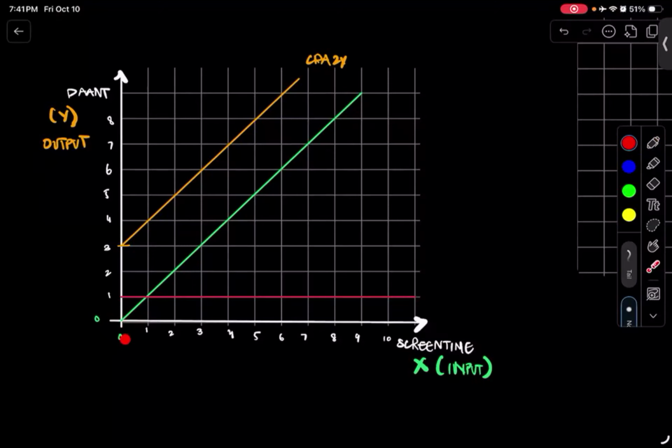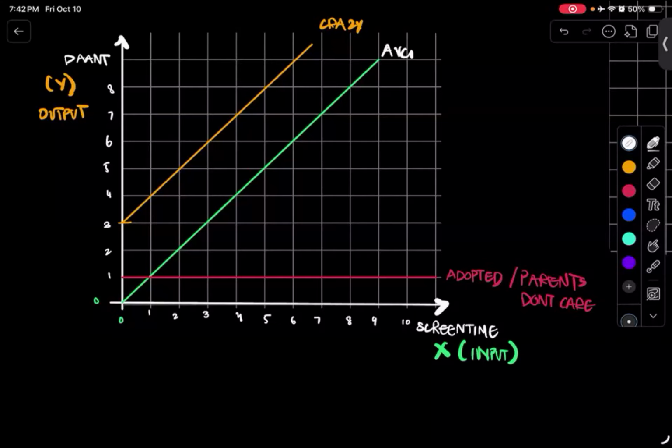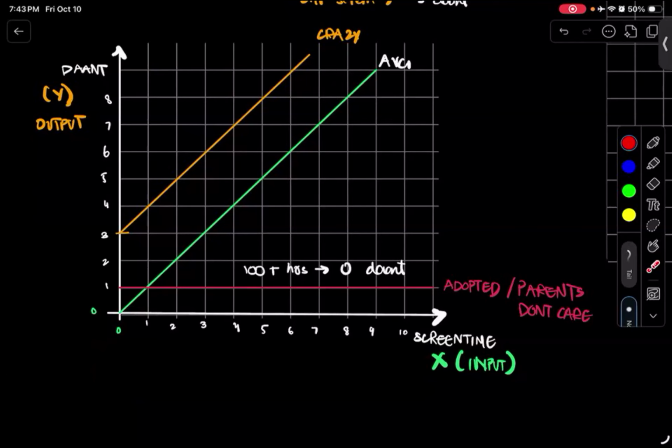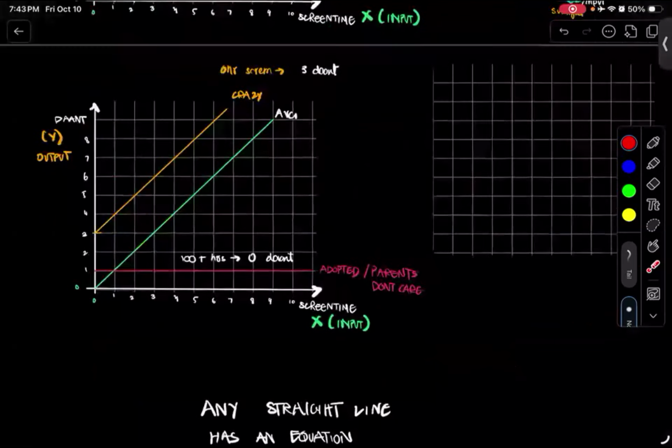So you can classify all kinds of relationships by simply a graph, right? You see that for this kid, you have 100 plus hours, and you still get 0 dant, right? Now all of these ways where we plotted some kind of relationship between the x and y are just trying to tell a story. The point of a graph is to tell me a story of the relationship between y and x. This is the cause and this is the effect, right? Now, this was just an example.